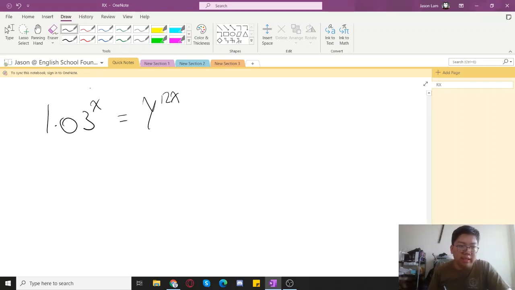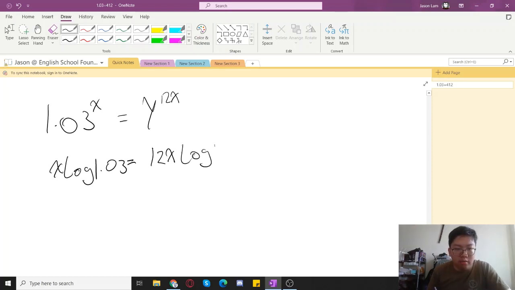So first of all, let's simplify this. So we get log 1.03. So I'll just skip the middle part of having to do whatever. 12x log y. So we can further simplify this by doing 1 over 12 log 1.03.